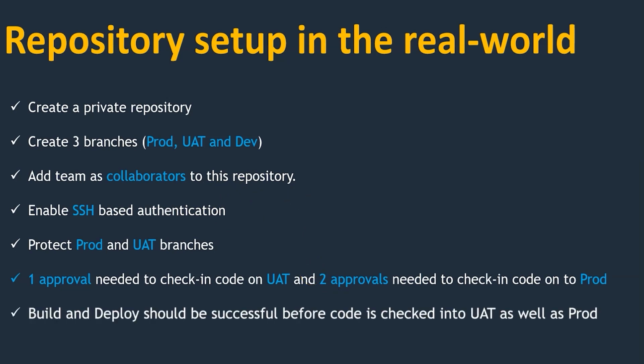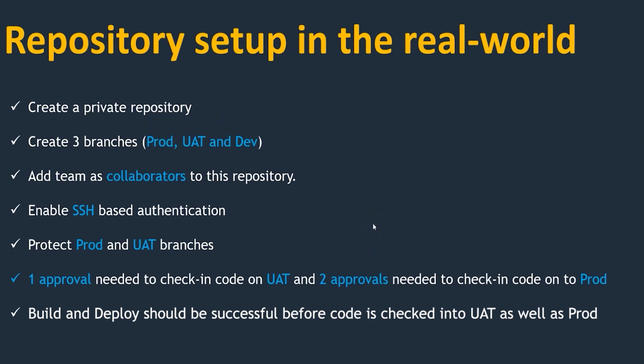Next, build and deploy should be successful before checking the code onto UAT as well as prod. Assume that I have pushed my code onto the dev environment. From the dev environment, I will build and deploy it on the dev system. Once it is successful, then only I can check in my code onto UAT. Similarly, on UAT also, I will do build and deploy. If it is successful, then only I will check in my code onto prod. That is how we can make sure that working code is moving on to production.